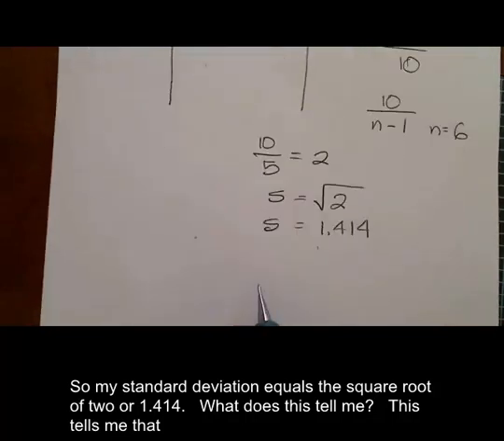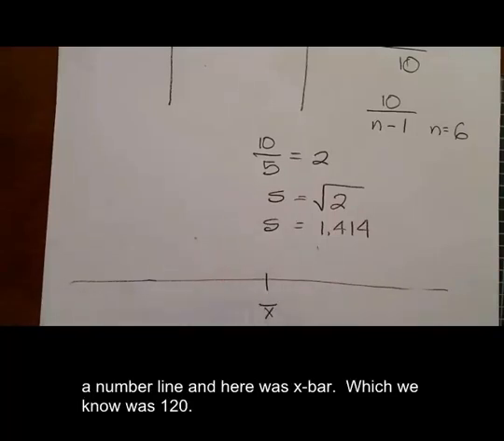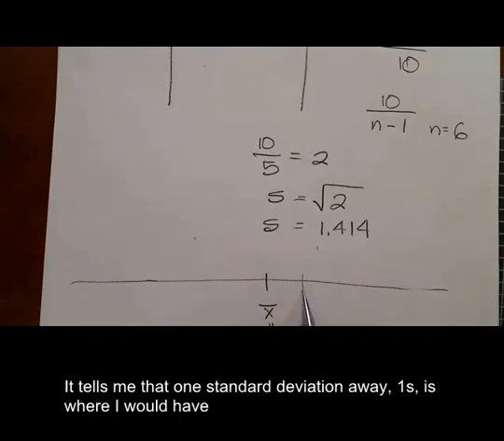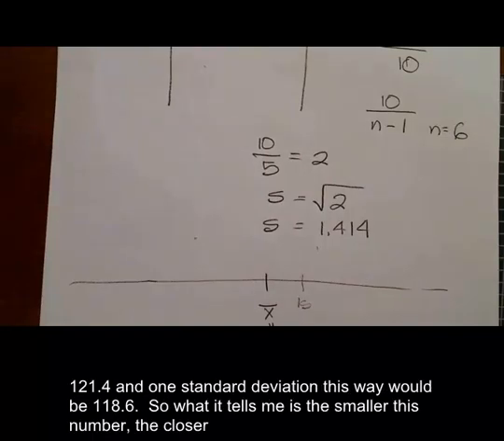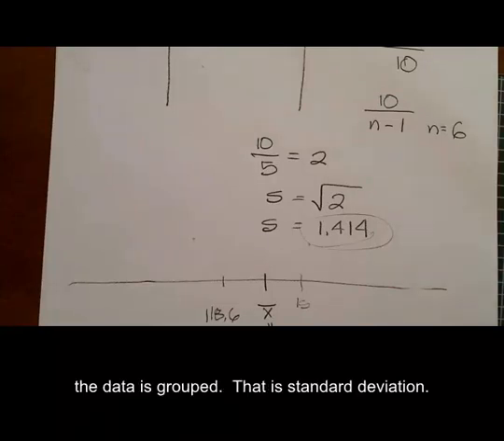This tells me that if I had a number line and here was x bar, which we know was 120, one standard deviation away, 1s, is where I would have 121.4. And one standard deviation this way would be 118.6. So what it tells me is the smaller this number, the closer the data is grouped. And that is standard deviation.